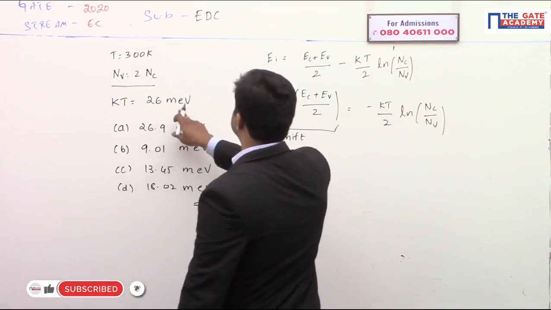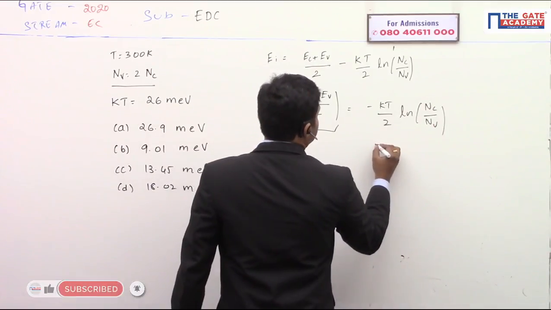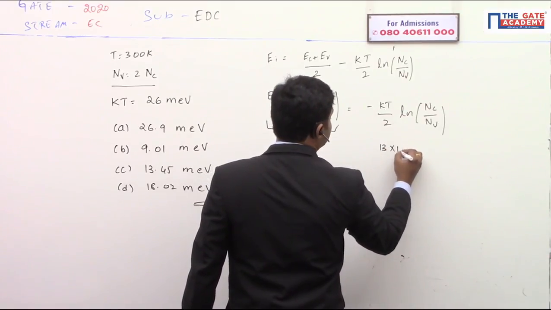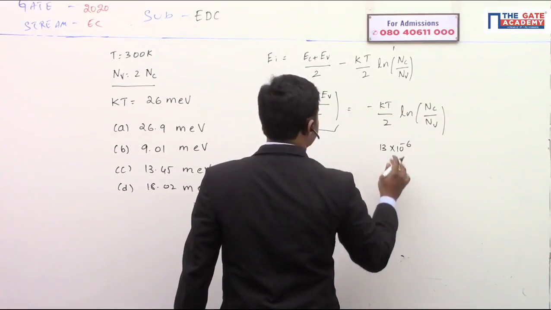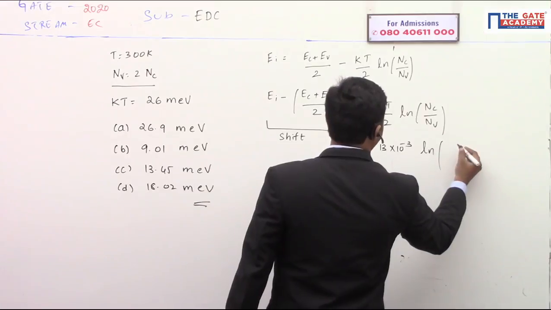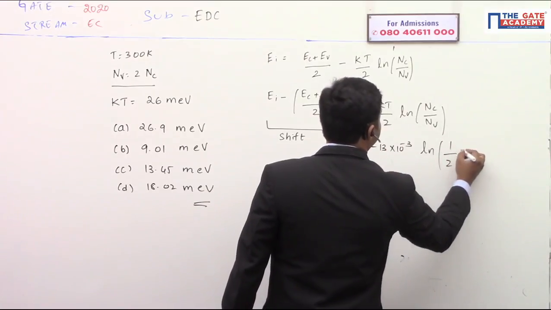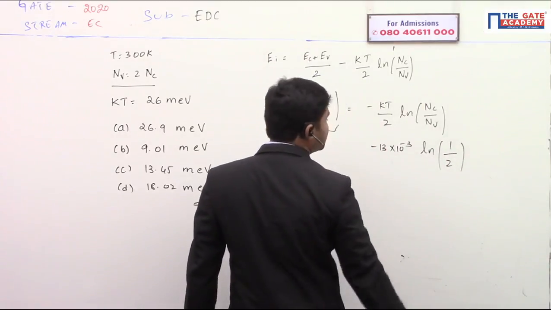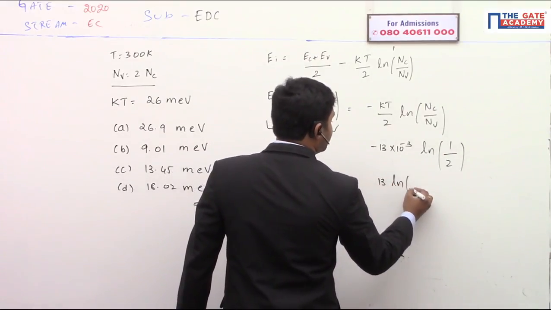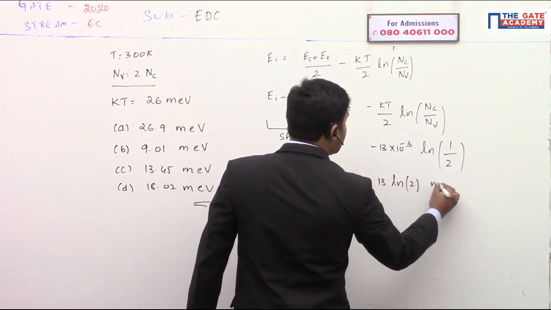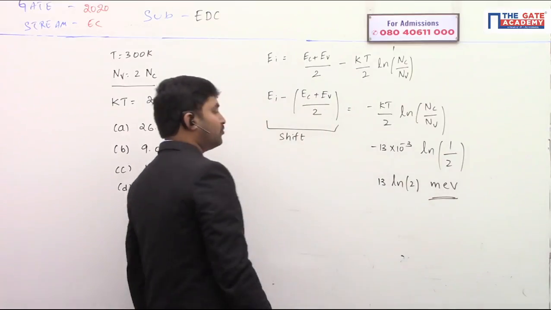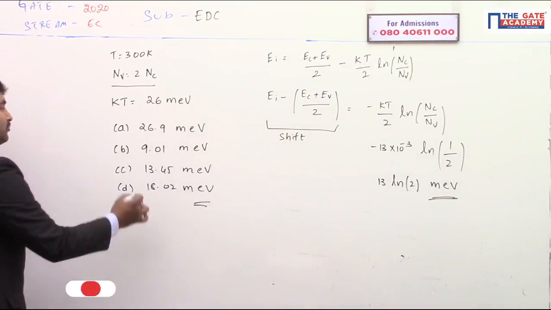What is kT given as? kT is given as 26, so divided by 2 is 13 milli electron volts, 13 into 10 power minus 3, ln of Nc by Nv. So minus 1 by 2, because Nv is equal to 2 times that of Nc. Nc gets cancelled out. So I can write it as 13 ln of 2 milli electron volts. So 13 ln of 2 will come to option B.